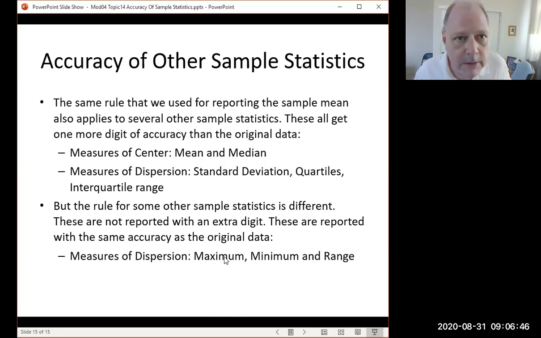The maximum is just the biggest X value in the list of data. The minimum is the smallest. The range is what you get when you subtract those two. And they don't need the extra digit. You never have to go halvesies to go halfway in between 2 data. So they don't get the extra digit. And that's all for this topic.